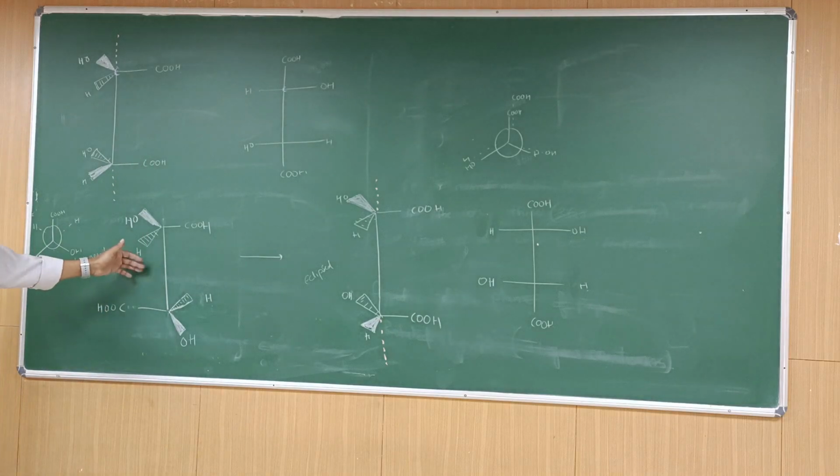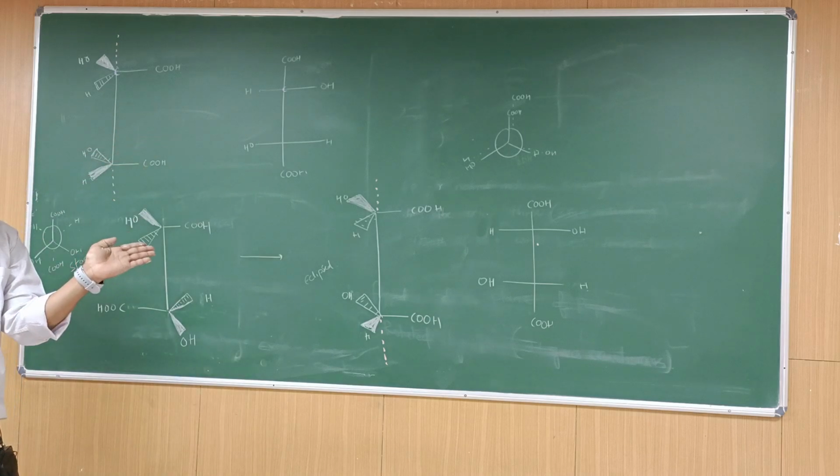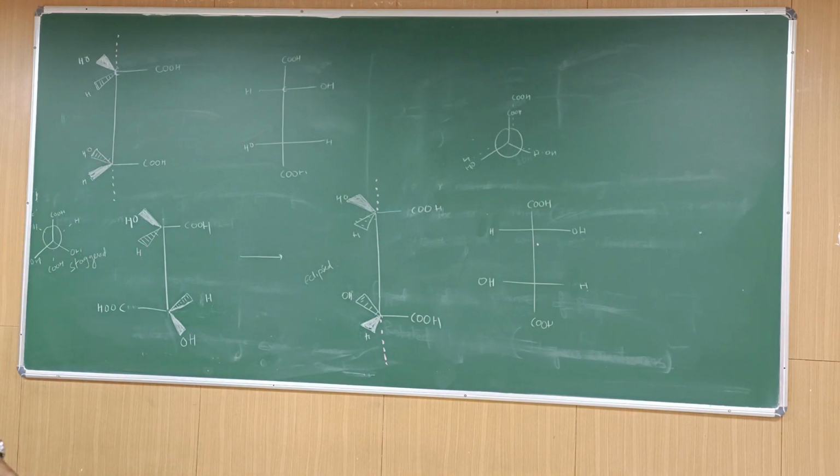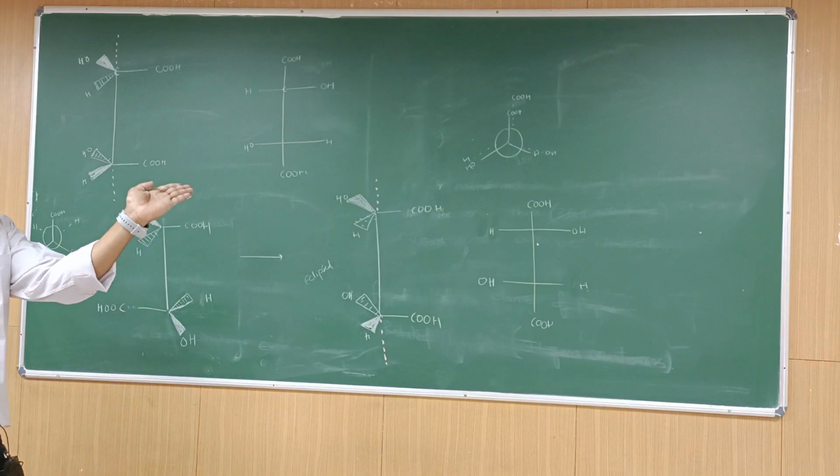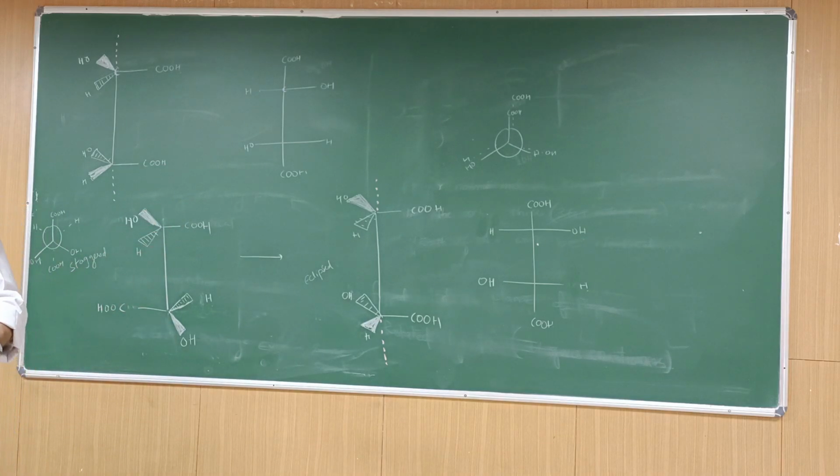Now suppose the wedge representation is given in staggered conformation. Staggered conformation, how does it look? The COOH and COOH are not eclipsing each other. They are in different directions. So if one COOH is inside, one COOH is outside in this representation. Two groups are like this, two groups are like this. So that becomes a little unsuitable for Fischer projection.